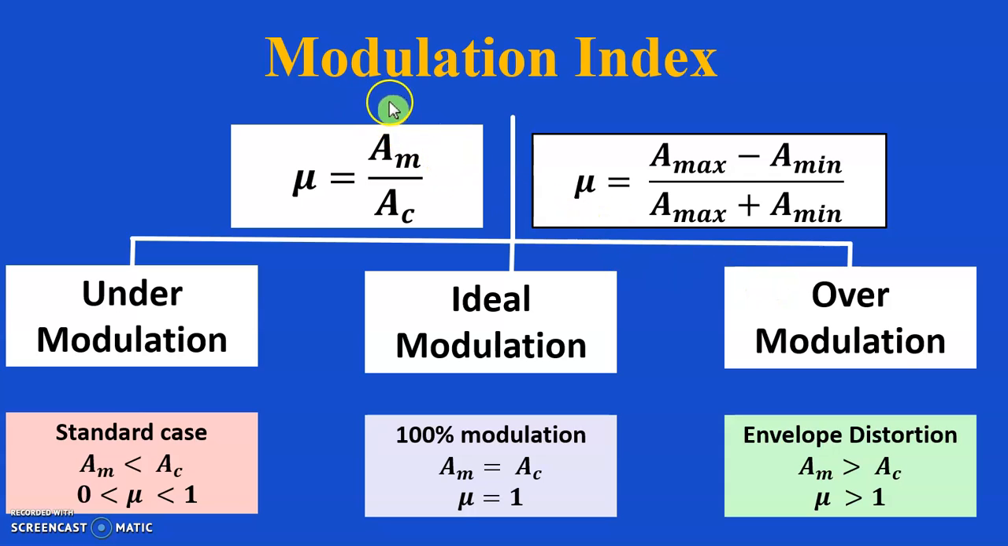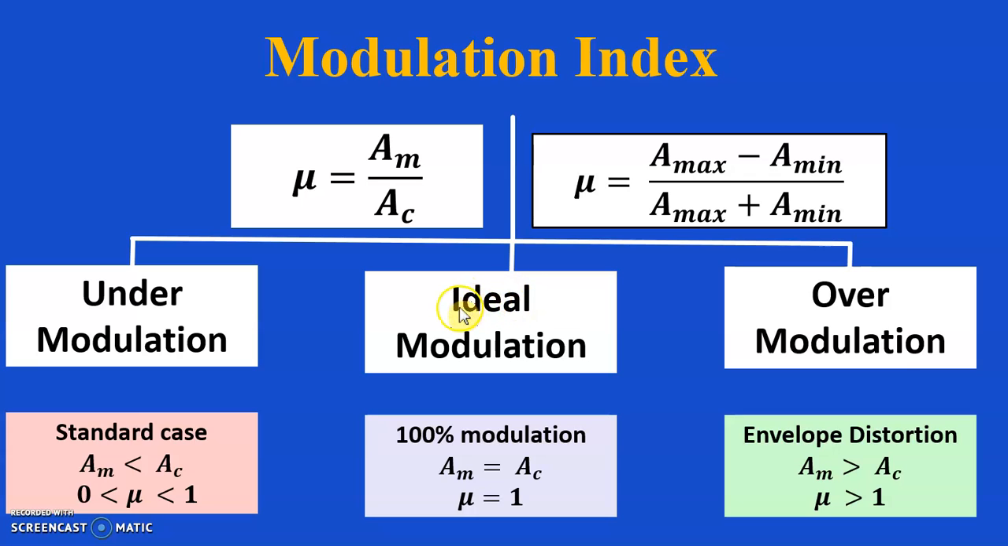Okay. Based on the modulation index, we have three types of modulation. We have under modulation, ideal modulation, and over modulation. Under modulation occurs when the amplitude of the message signal is less than the amplitude of the carrier signal. So if AM is less than AC, then mu will be less than unity or less than 1.